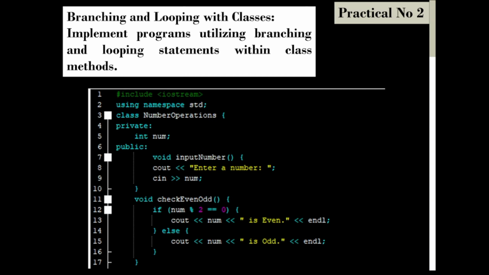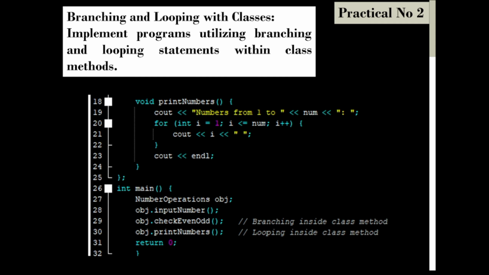Next, we have void checkEvenOdd. If num % 2 == 0, cout num is even, else cout num is odd. Now, the % operator finds the remainder. If the number is divisible by 2, then it is even, otherwise it is odd.